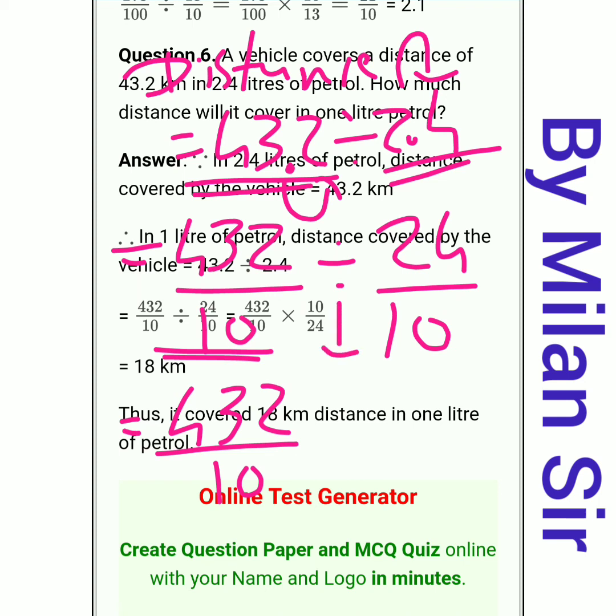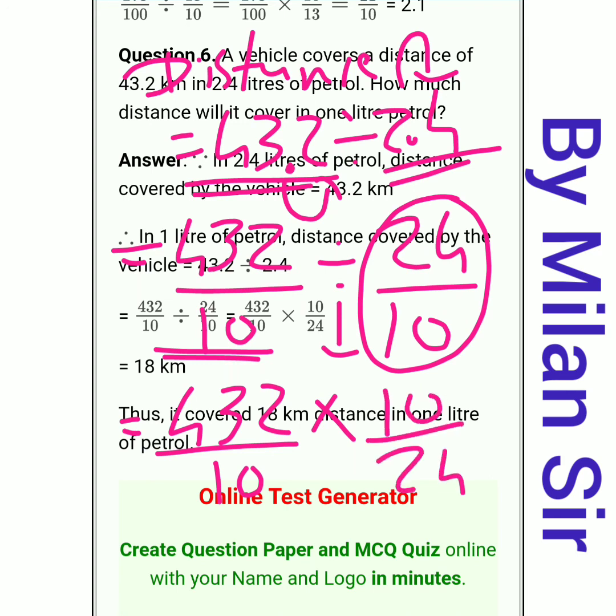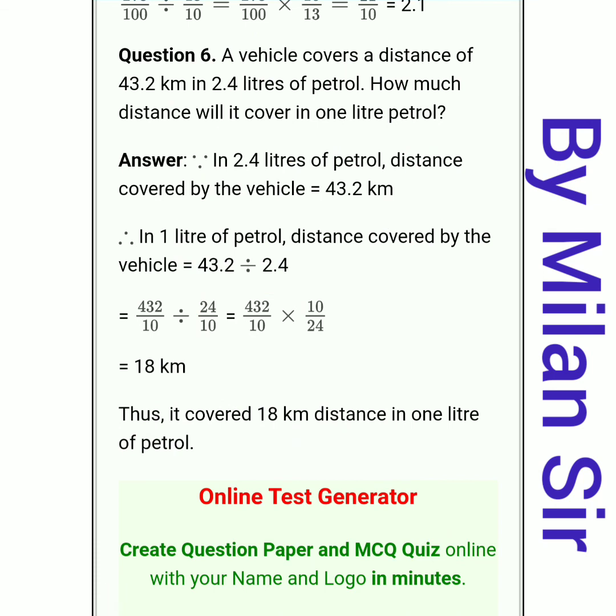Then this division converts into multiplication, and for that we need to take the reciprocal of our second number. Our second number is 24 divided by 10. If we take the reciprocal of this number, we change the numerator and denominator, so it becomes 10 by 24. So 10 and 10 cut. Now finally 432 divided by 24.